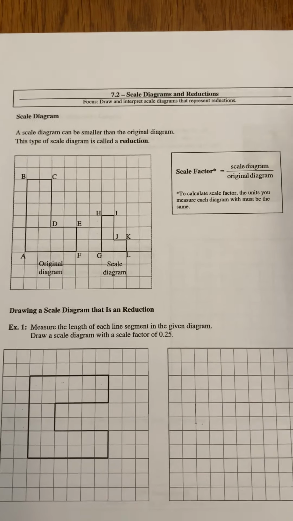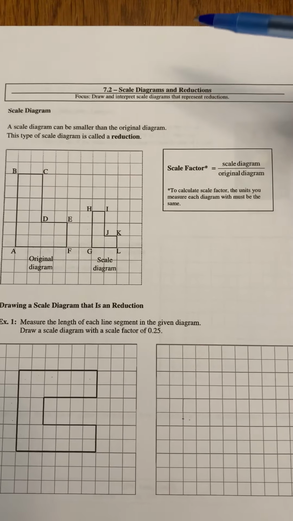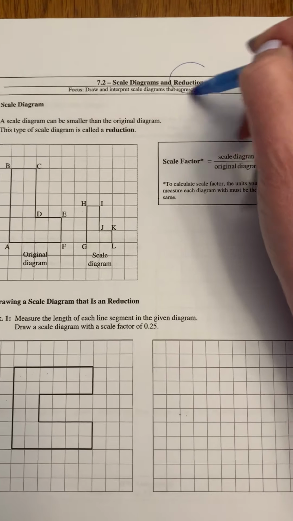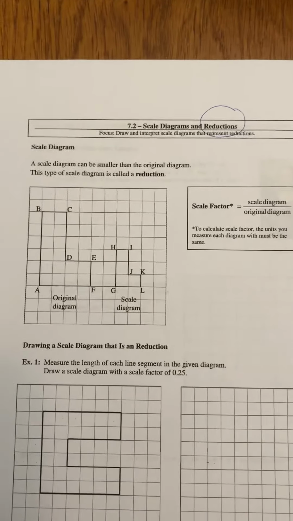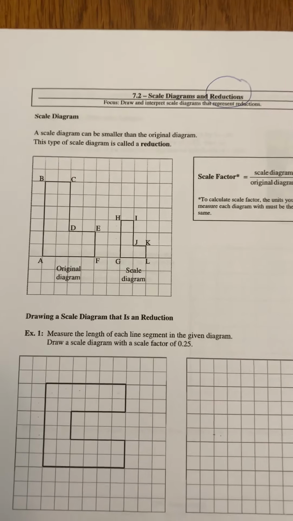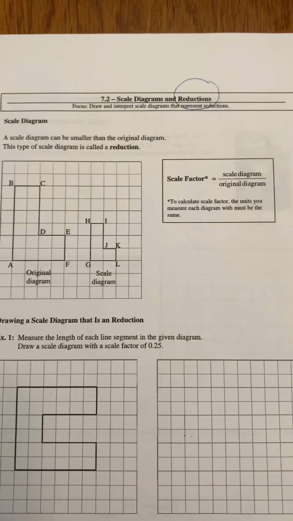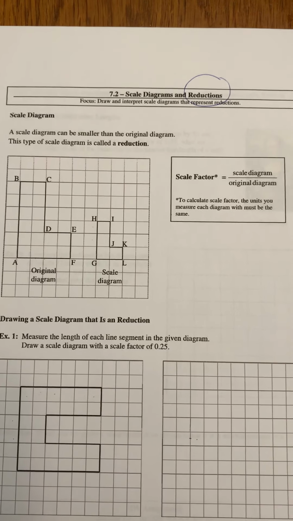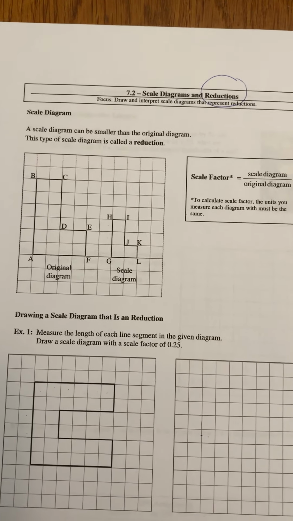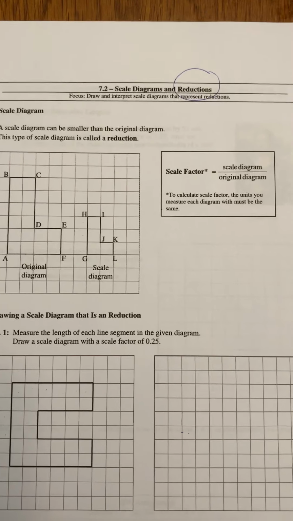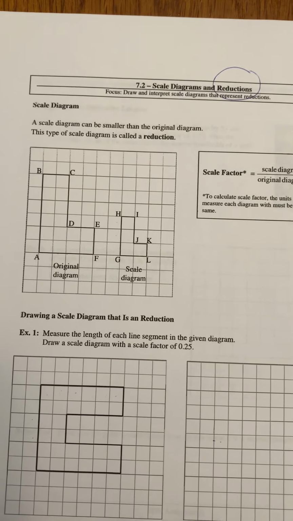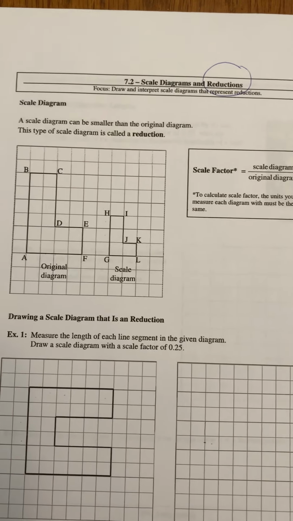Good morning, grade 9s. Okay, we're going to start section 7.2, scale diagrams and reductions. So the last 2 days we've been working on enlargements. We're going to do the reverse of that, which is reduction. We know that the scale factor of an enlargement has to be greater than 1. So it makes sense that the scale factor of a reduction is going to be less than 1.